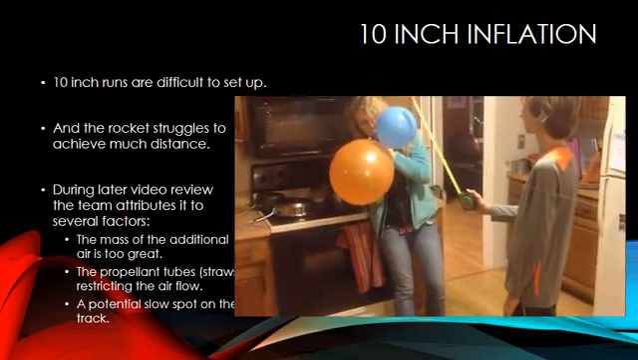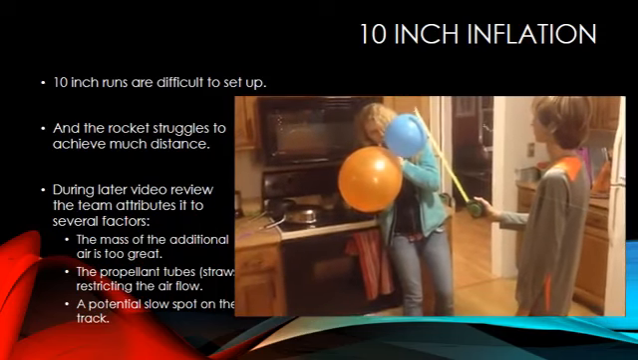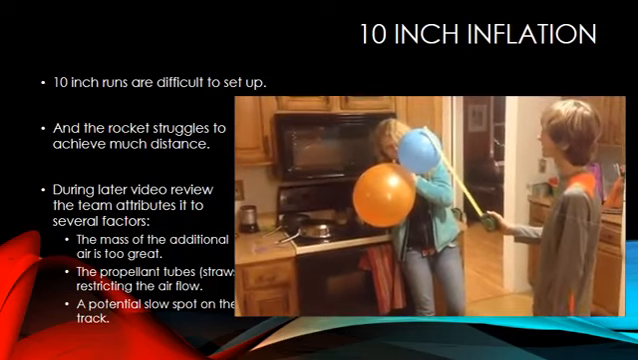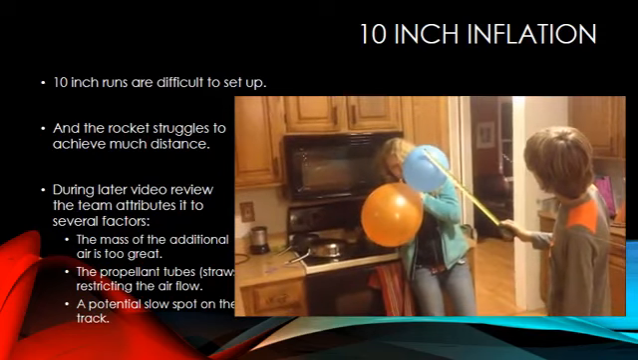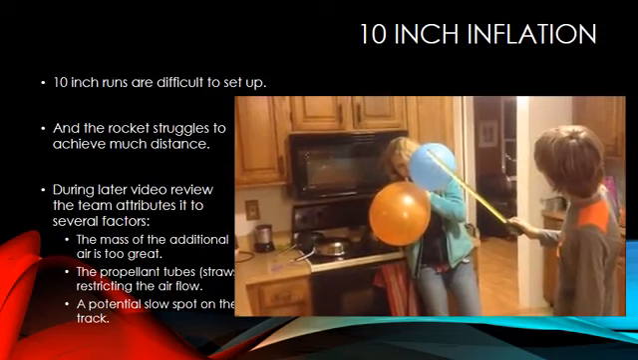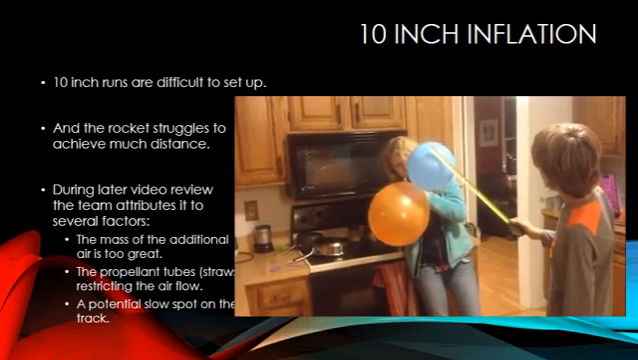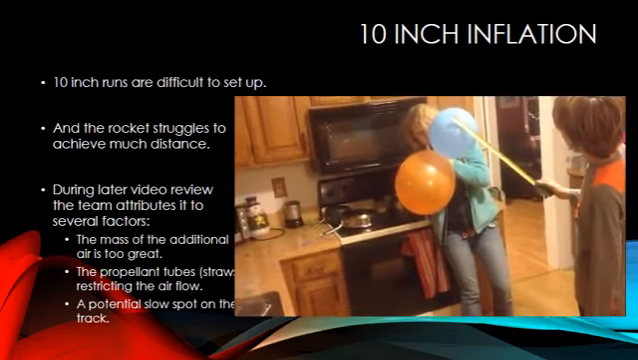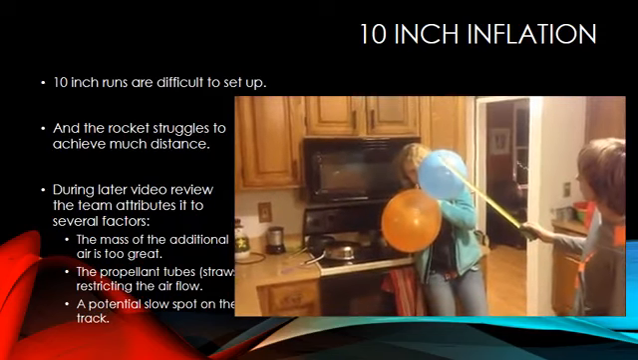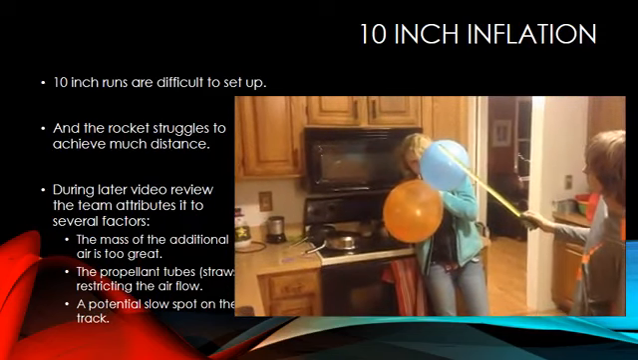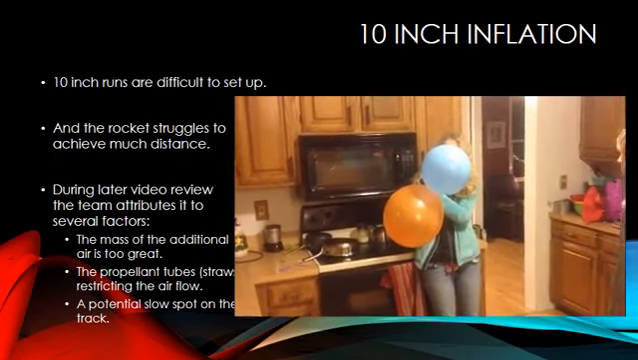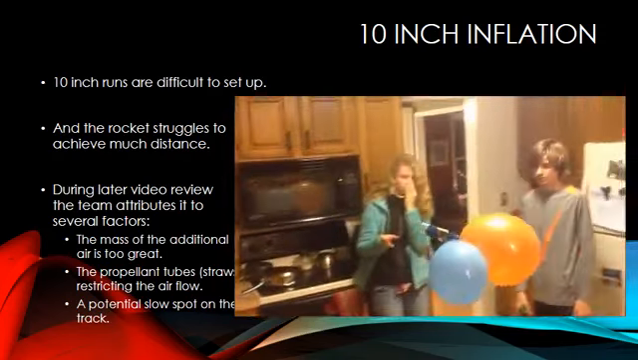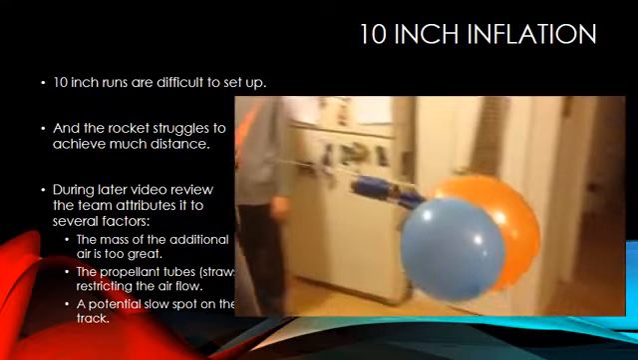10-inch inflation runs proved to be difficult to set up, and the rocket struggled to achieve much distance. During later video review, the team attributed it to several factors. The mass of the additional air was too great, the propellant tubes, or straws, restricted the airflow and didn't allow enough acceleration, and a potential slow spot on the track as it dipped or sagged.